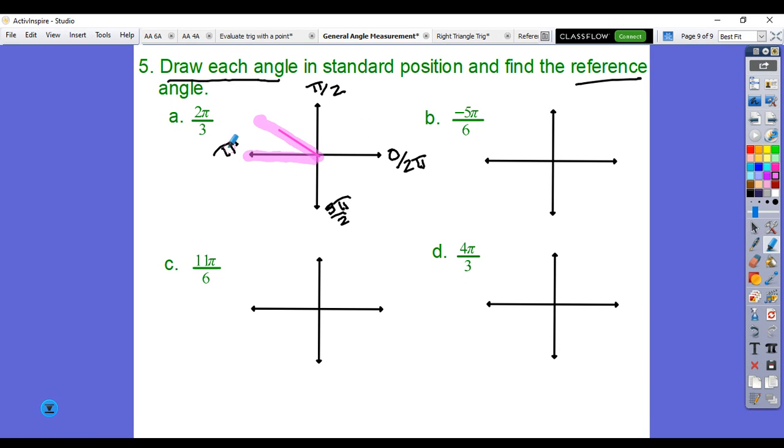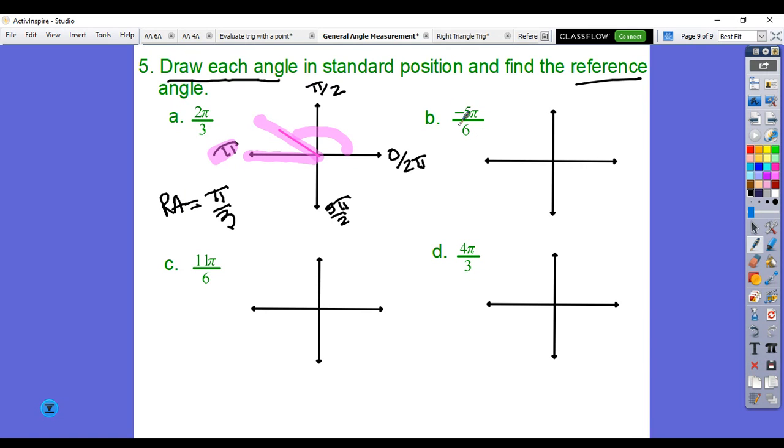Now let's think about this. This right here is 1 whole pi. If from here to here is 2/3, how much more makes a pi? If you have 2/3 of a pie eaten, how much is left? My reference angle is 1/3, pi over 3. I have 1/3 left. With radians, these two will add up to a whole. Okay?